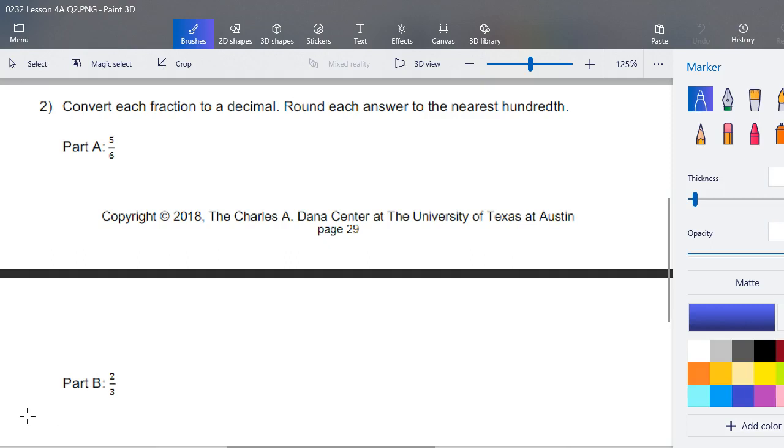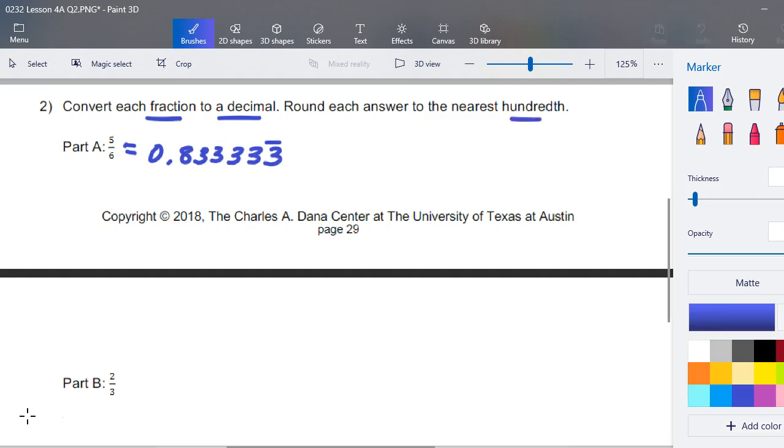Looking at question 2, part A, it says, let's convert each fraction to a decimal. We've already talked about how the vinculum means divide, so I'm going to grab my scientific calculator. I'm going to punch in correctly 5 divided by 6, and I get this on my calculator screen.